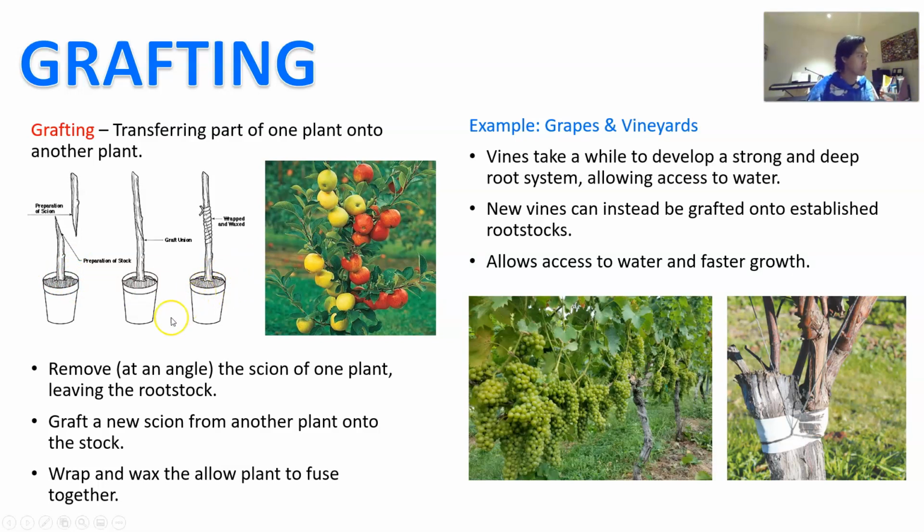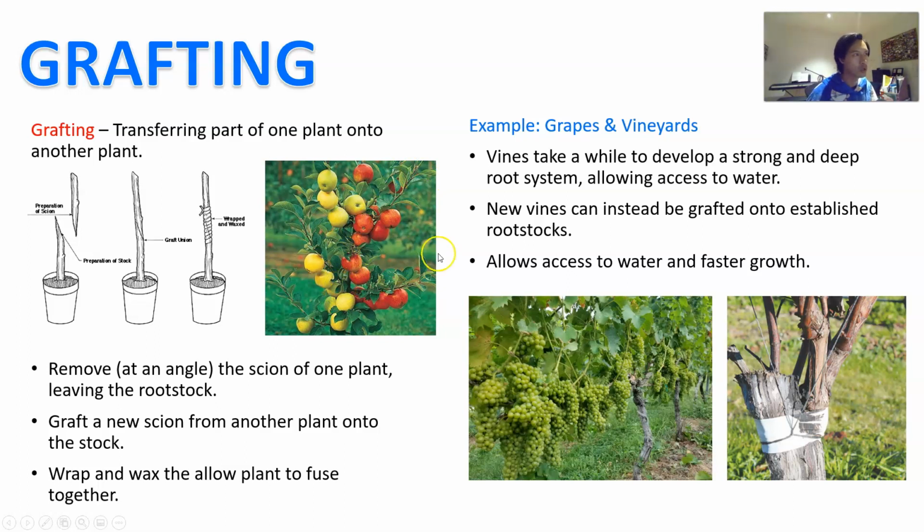So how it works, right, is when you remove a part of the plant at an angle, the thing that you remove is called the scion. I'm not quite sure how you pronounce that. Leaving behind just the rootstock, and then you're going to graft a new scion into the rootstock, and then you're going to wrap it and wax it so that the plant can fuse together and grow. So here's an apple tree with 2 strains of apples growing on the same branch, which is pretty cool.